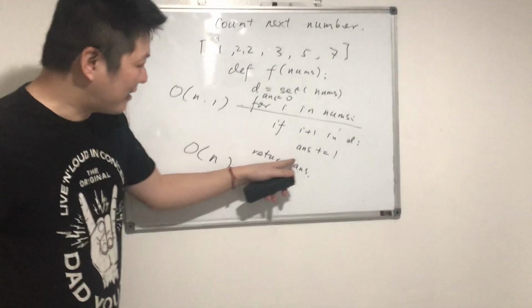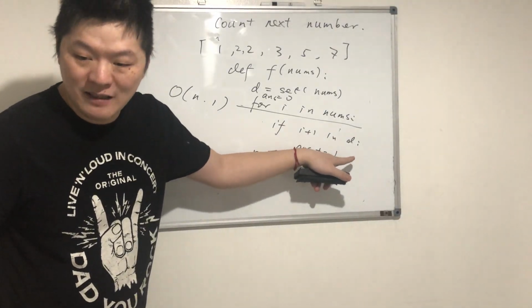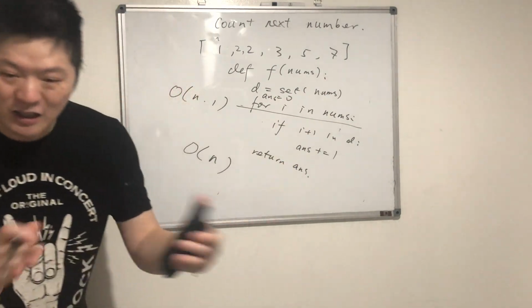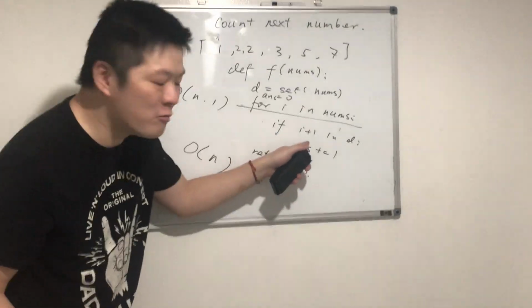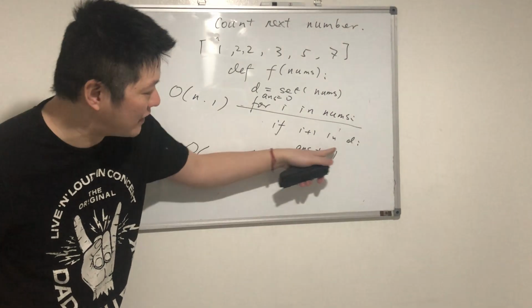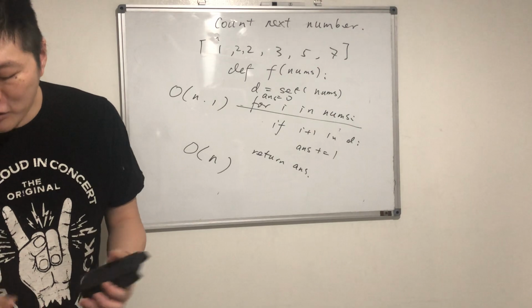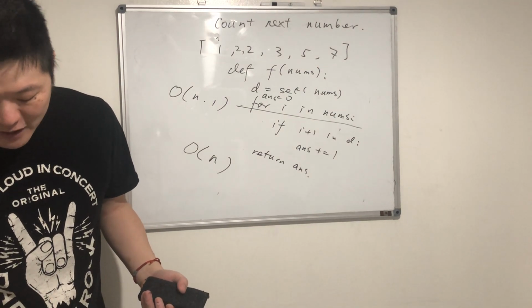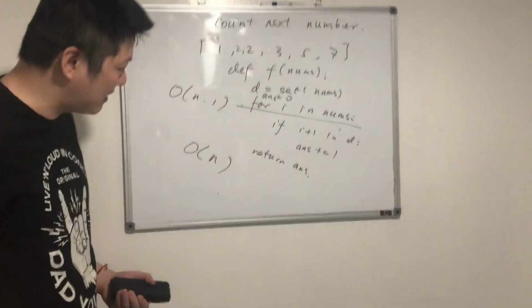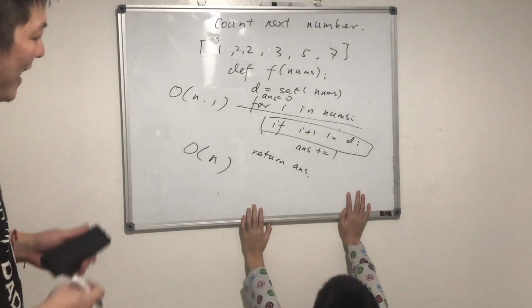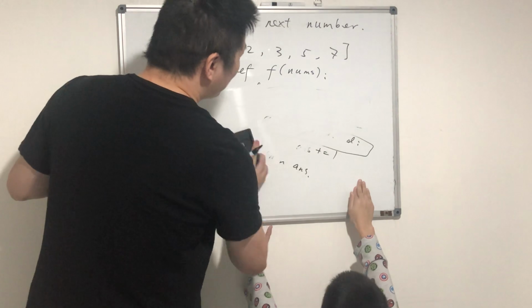So do you see? Look, i plus 1 in D. We put all the numbers in the notebook, in the set, and then we want to check if i plus 1 is in the notebook. We can do this, i plus 1 in D. And that only costs you how much complexity? It costs O(1). Got it?